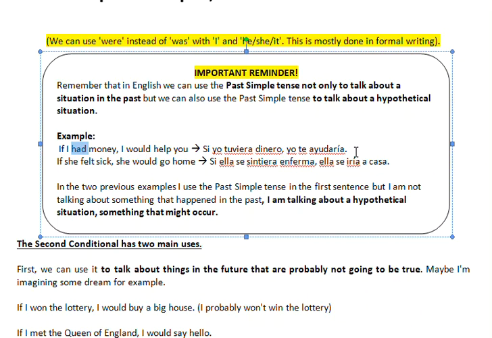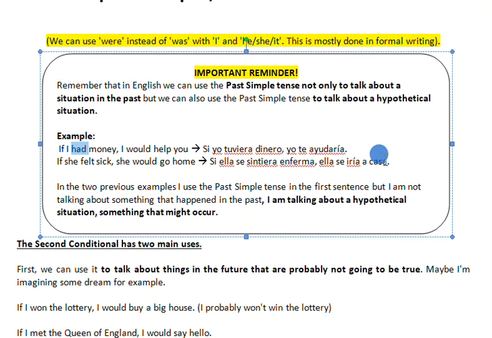If I had money, I would help you. Si yo tuviera dinero o si yo tuviese dinero, yo te ayudaría. Yo en ningún momento estoy diciendo que yo tuve dinero en algún momento en el pasado, sino que estoy diciendo que si algo sucediera, yo haría otra cosa. Estoy hablando de un caso hipotético, ¿ya? De algo que no sucede realmente.